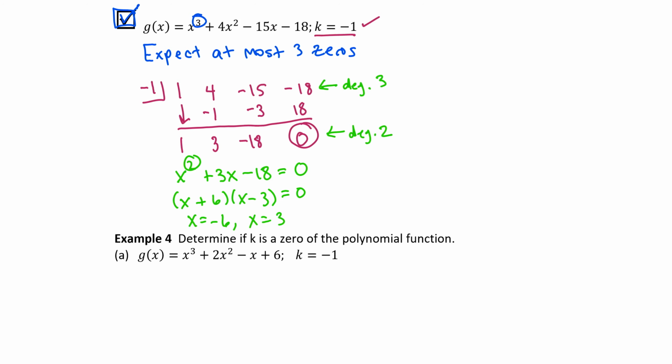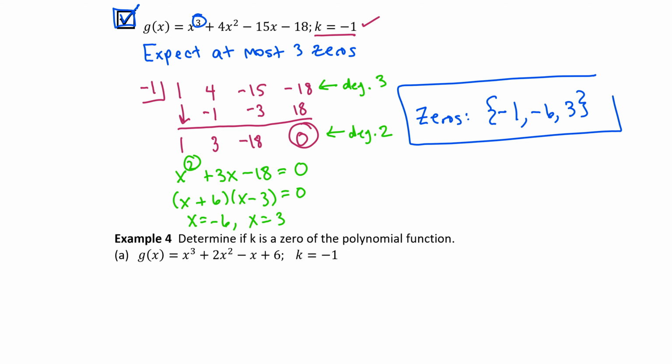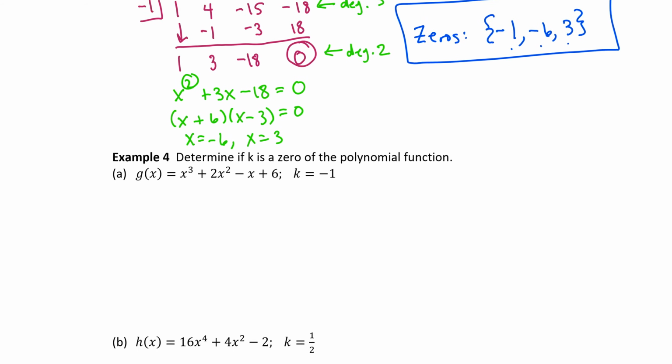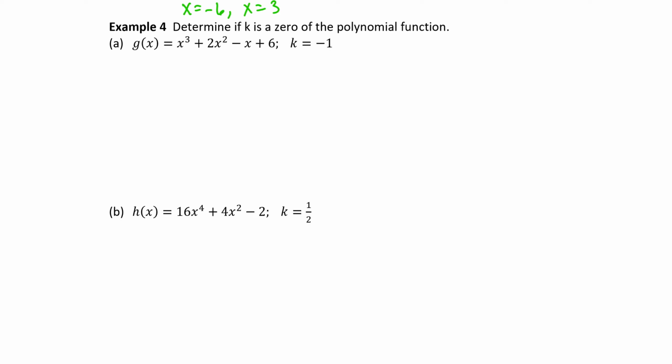Thus, our complete list of zeros for this polynomial would be the given 0, -1, and the 2 that we found, -6 and 3. A quick way to check your work is to graph the polynomial with your calculator and make sure that it crosses the x-axis at those 3 spots. All right, pretty straightforward and simple.